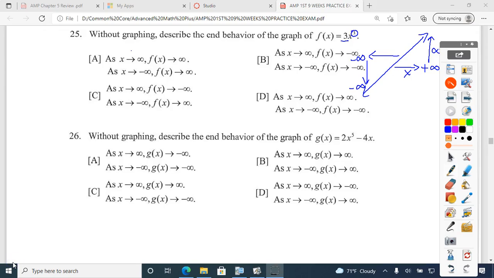All right, so 25, they need to match up. So here we go. D would be my answer. As x approaches infinity, f of x approaches infinity. And as x approaches negative infinity, f of x approaches negative infinity. So, moving on.